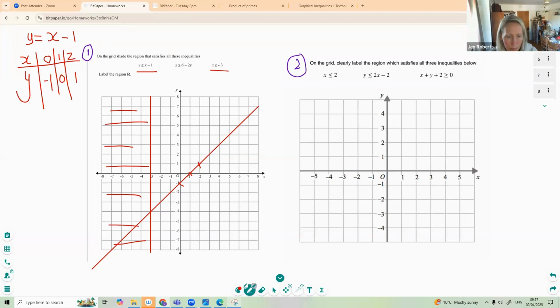Where do we want this time? Bigger than or equal to. We want above the graph. We do not want below. Let's draw this one now.